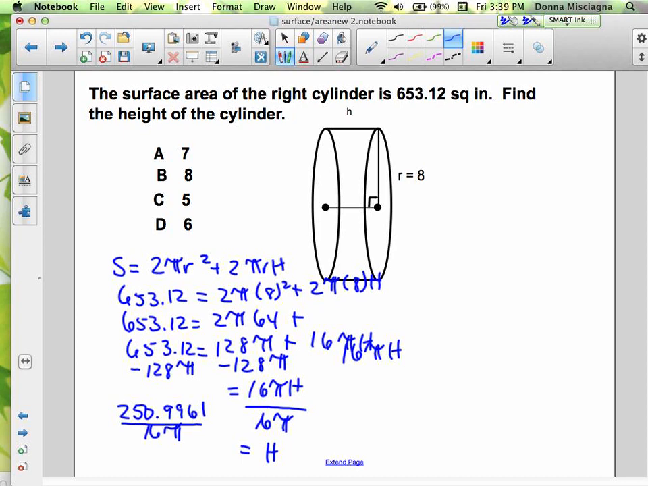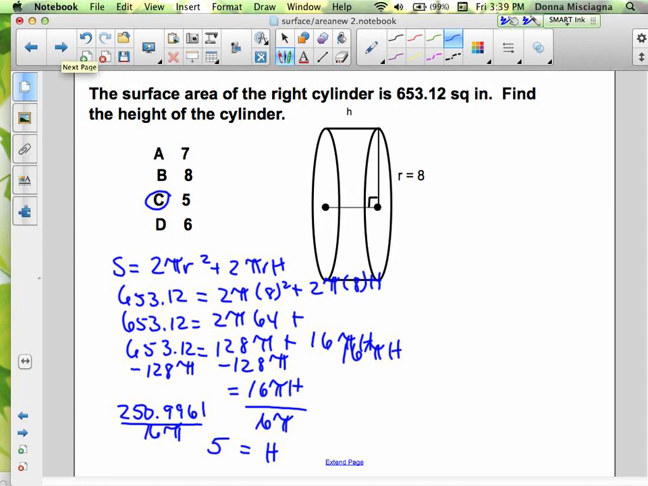So let's do this again. 250.9961. And this time I'm going to remember to use parentheses so that the calculator does the order I want it to, not necessarily order of operations, which would be multiply and divide left to right. Now it's going to multiply first and then divide. So now I get a sensible answer. So it's 4.9934. Now we look at our answers here. They're integer values, so let's round that up to 5, and 5 was our answer.